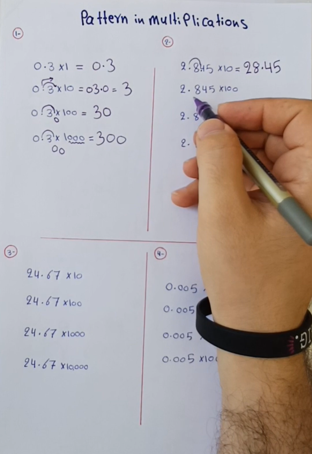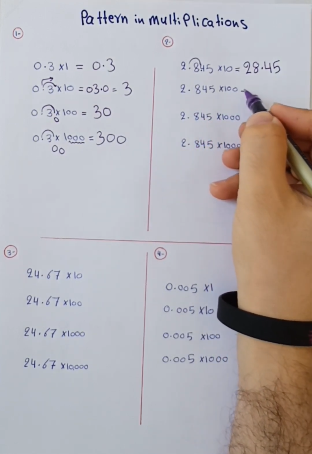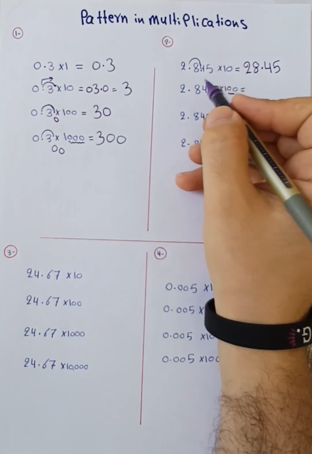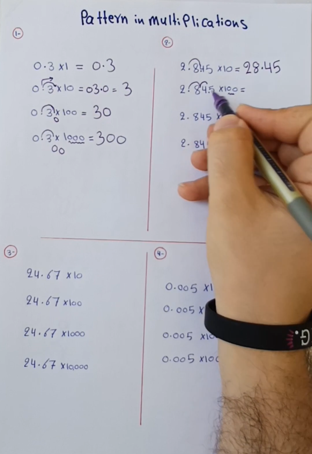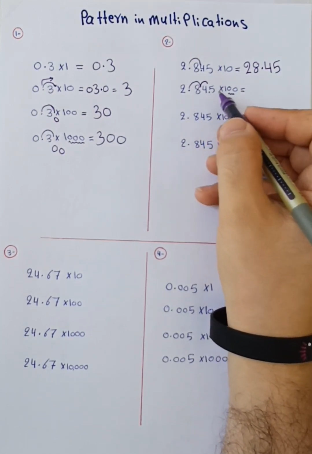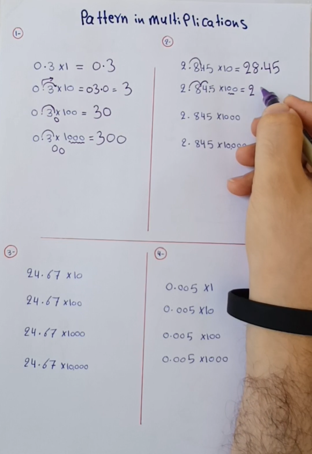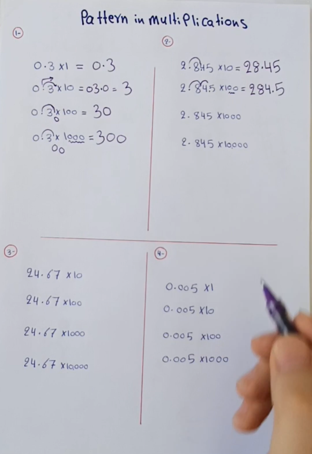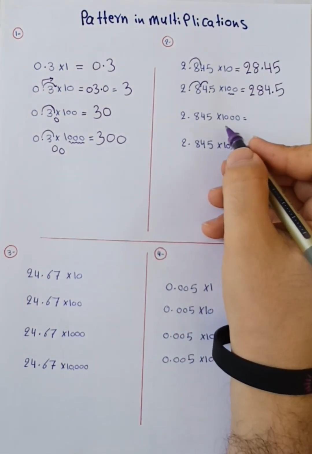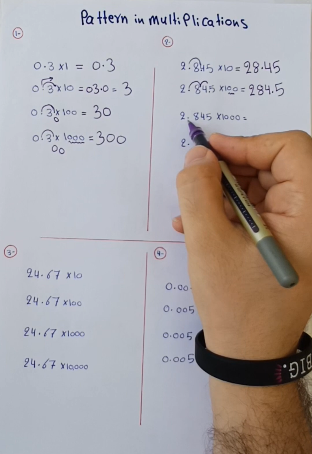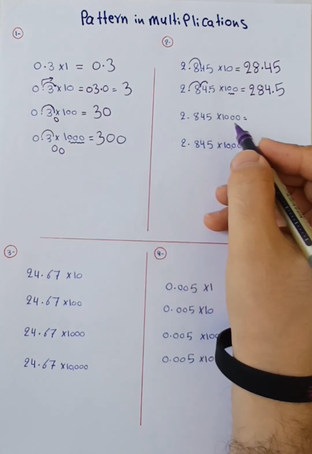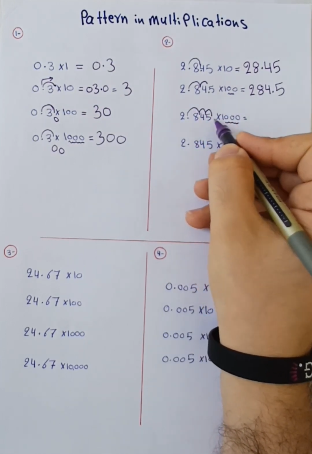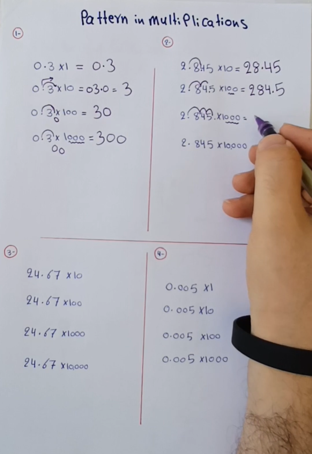After that, 2.845 multiplied by 100. This decimal point moves 2 steps to the right because we have 2 zeros. 1, 2. We have to write the decimal point between 4 and 5. So the product is 284.5. After that, when we multiply by 1000, this decimal point moves 3 steps to the right side because we have 3 zeros. 1, 2, 3. We don't have any decimal point in the product.